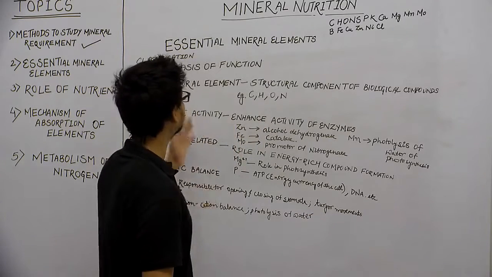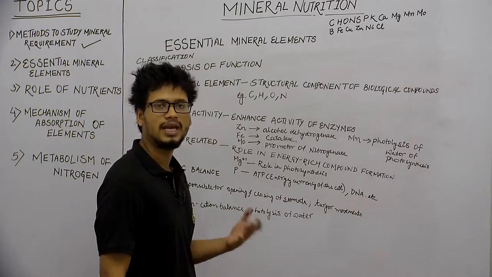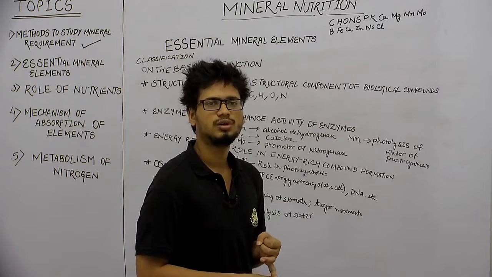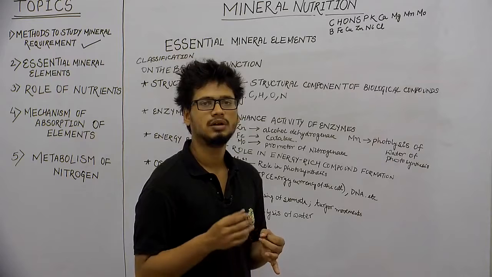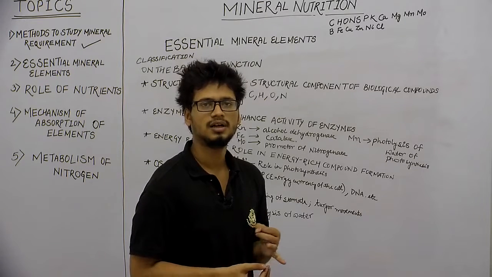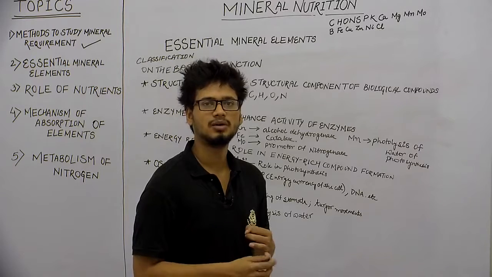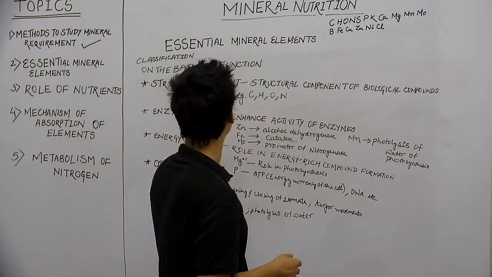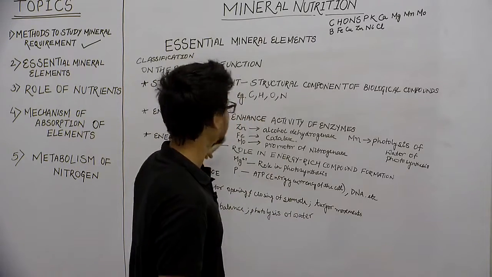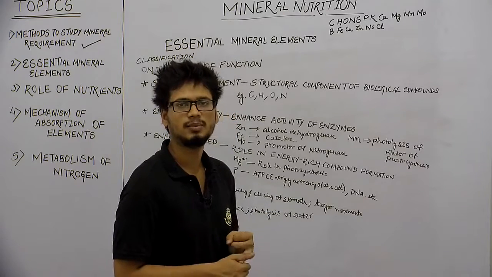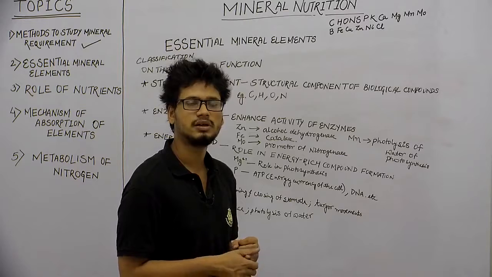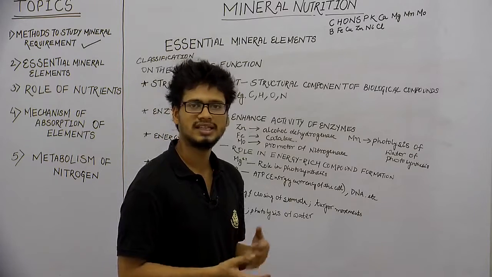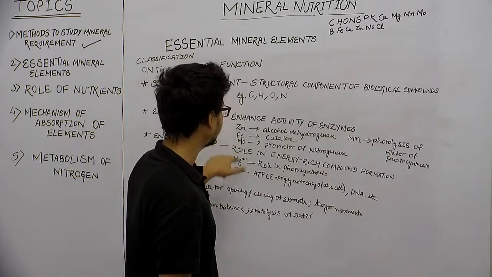So as you can see, based on function there can be many divisions of elements. Structural elements are purely concerned with the products that are formed in the plant. Like the middle lamella, that is made extensively of calcium magnesium pectate. So they form the structural elements. Some elements are very much related to enzymatic activity. Without them enzymes won't work, and without enzymes the metabolism processes in any biological system cannot function at all. So these are very important.